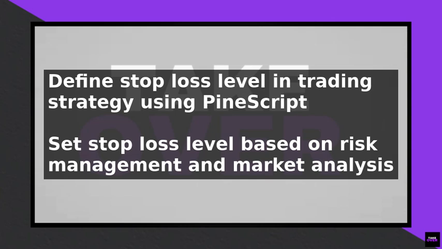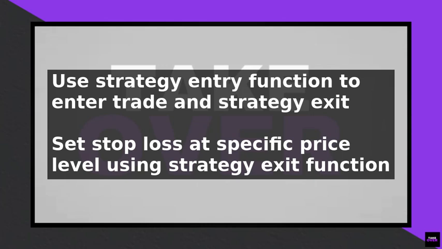To set a stop loss in TradingView using Pine Script, use the stop loss function in your strategy. For example, you can use the strategy.entry function to enter a trade and the strategy.exit function to set a stop loss. For instance: strategy.entry("long", long, when = ta.crossunder(close, low)); strategy.exit("stop loss", "long", stop = low).